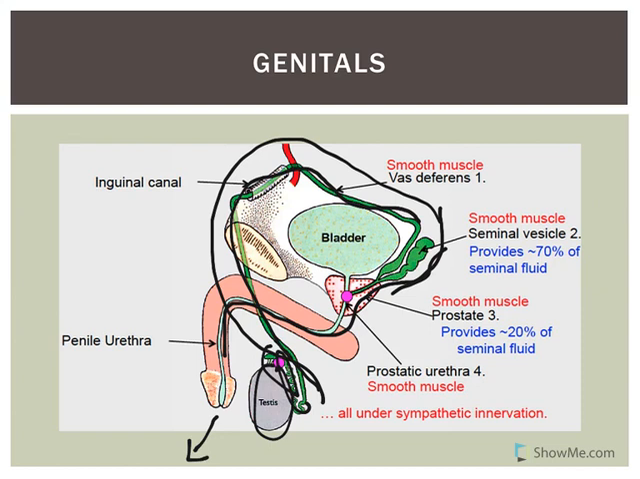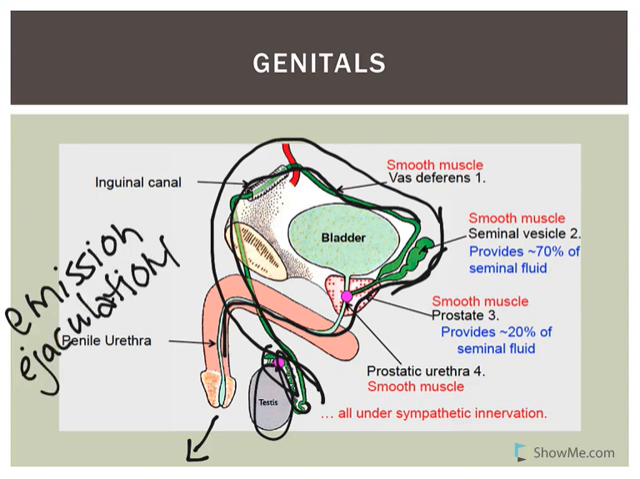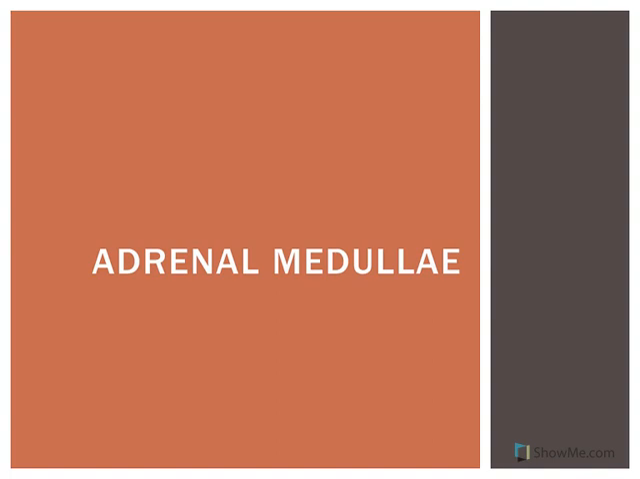So the process of emission and ejaculation is due to sympathetic nervous system stimulation, and it's via alpha 1 adrenergic receptors. Similar thing in the female reproductive tract. So we do have sympathetic fibers found within the female reproductive tract, and that will be involved in orgasms, as in males. Now the last thing is the adrenal medulla.